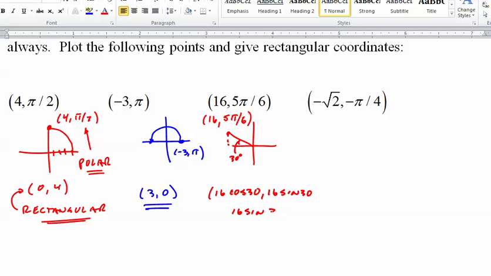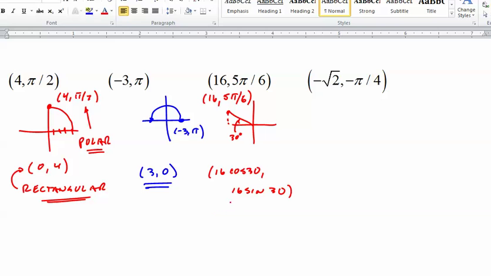I'm going to write it down here just to leave myself some space going forward. And if you know those, you would say this is 8 root 3, right? And 8. Those are the two rectangular coordinate points if you know what you're doing. I want to check my work, make sure I didn't screw that up. Okay, yeah, I'm good.